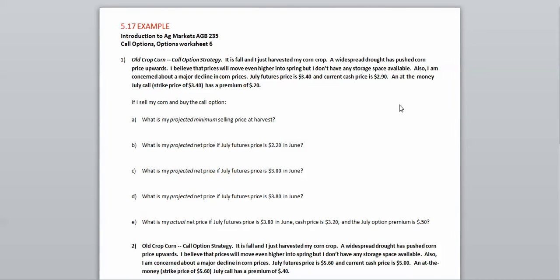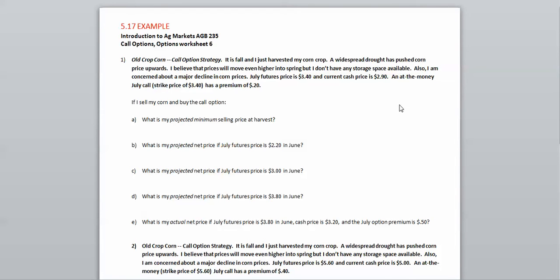Okay, problem 1, old crop corn call option strategy. It is fall and I just harvested my corn crop. A widespread drought has pushed corn price upwards. I believe that prices will move even higher into spring, but I don't have any storage space available. Also, am I concerned about a major price decline in corn prices? July futures price is $3.40 and current cash price is $2.90. An at the money July call with a strike price of $3.40 has a premium of 20 cents.